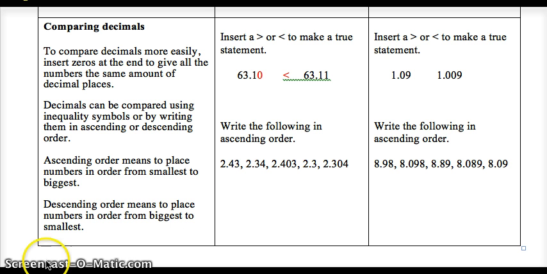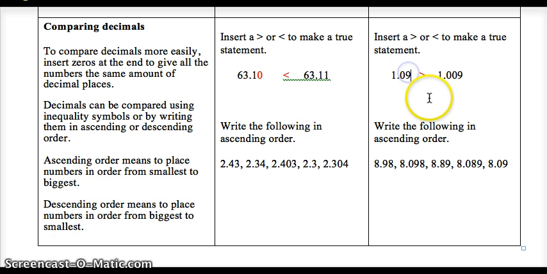Okay, you attempt the next question over here, 1.09 and 1.009, and please insert a greater than or less than symbol to make that statement true. Okay, once again, we can compare each part. The whole number part, the 1, is the same, then we've got the decimal point. Then in the tenths column we've got a 0 here and a 0 there. But in the hundredths column, this one's got a 9 and that one's got a 0. So therefore, this first number must be bigger because it's got a 9 in the hundredths column, but the second number doesn't have anything in the hundredths column.